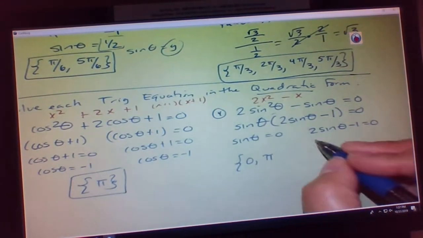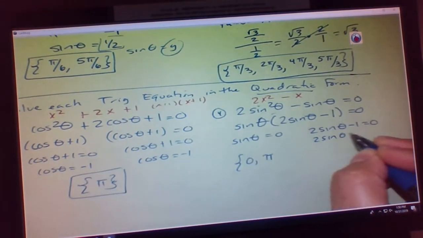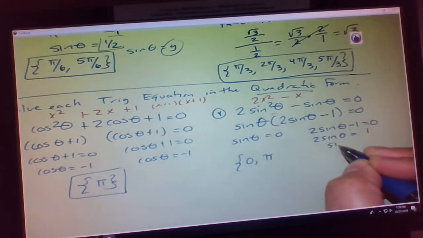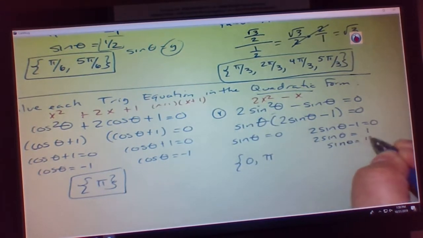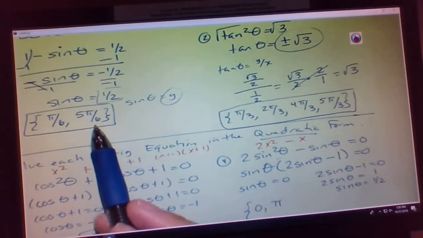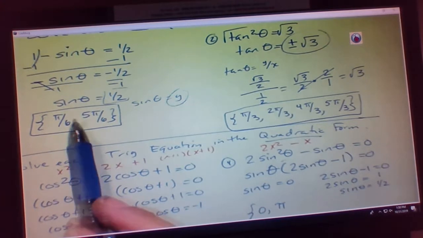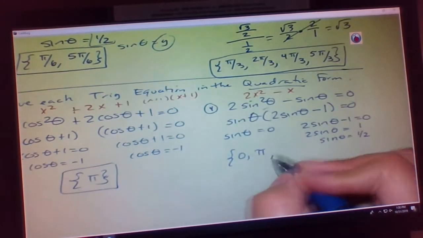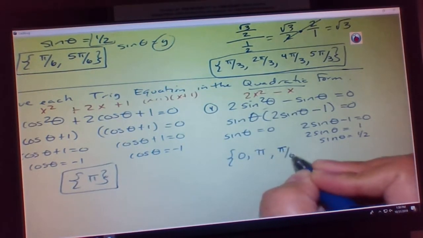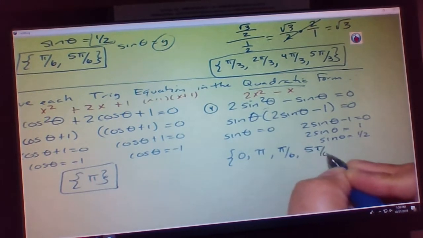Now this one becomes 2 sine equals a positive 1, then sine becomes 1/2. So when is y a 1/2? And we already did that one here. So it's pi over 6 and 5 pi over 6.